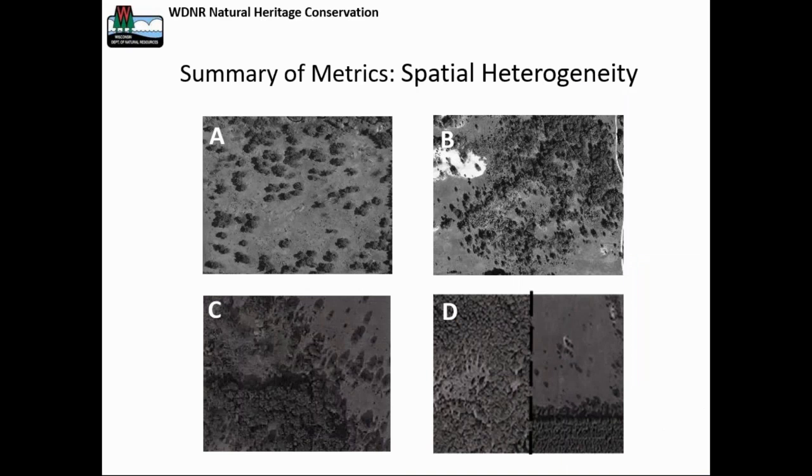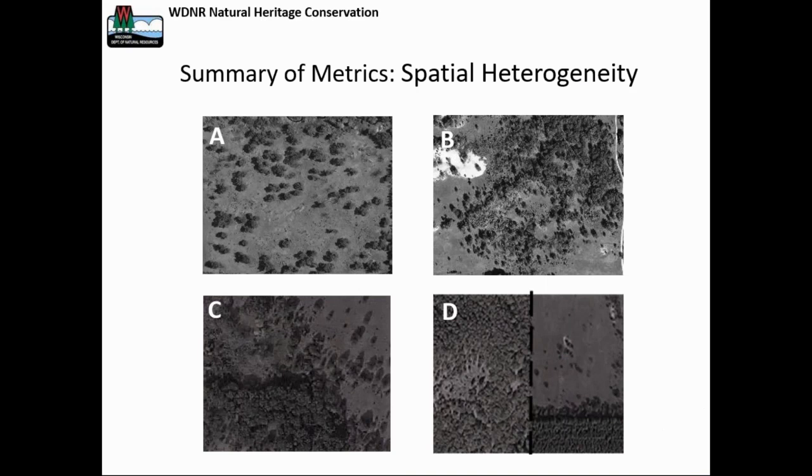The final metric relates to spatial heterogeneity, and the rationale here is that the spatial arrangement of trees, tree canopies, and the open areas is important for both plants and animals, and a heterogeneous spatial arrangement is much preferred to a site that has areas that are nearly totally open or totally closed, and or with a hard edge.